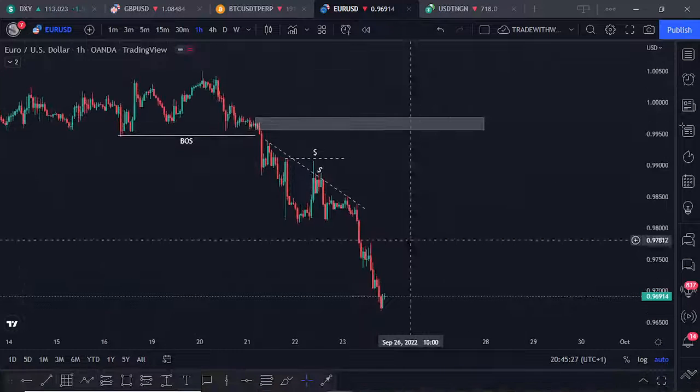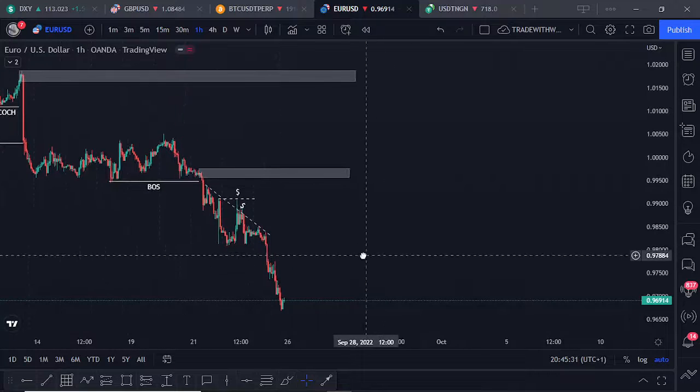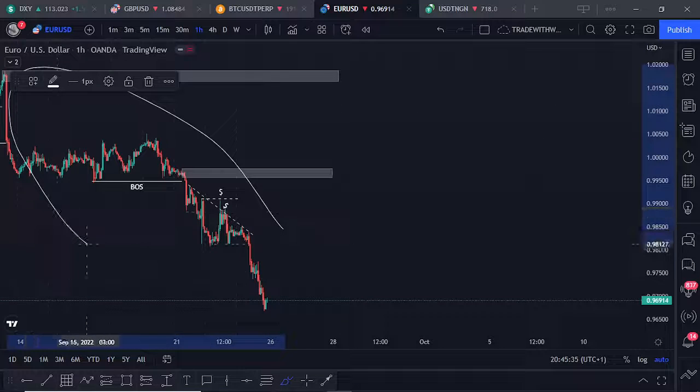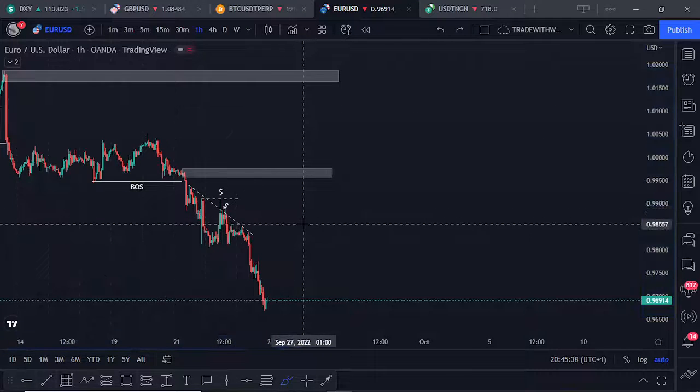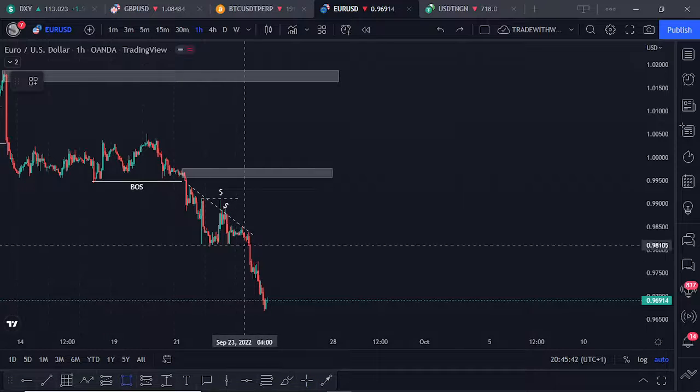Okay, confused. Now, look at this downtrend now. Let me clear this a little bit. Yeah, look at this downtrend over here. You can see it's a very strong downtrend, right? And whenever there's a break of a previous low to give us a new low, just like this.